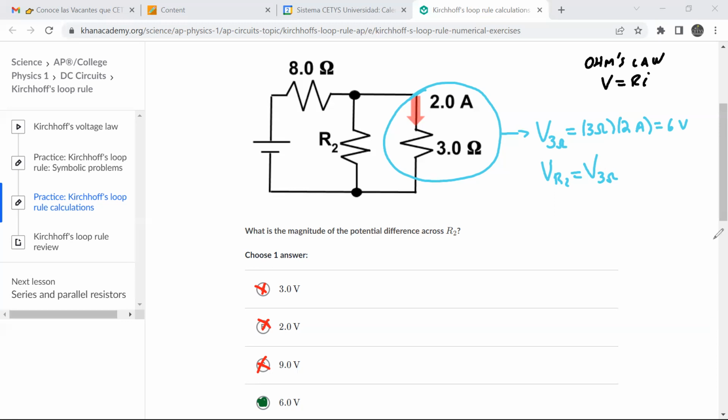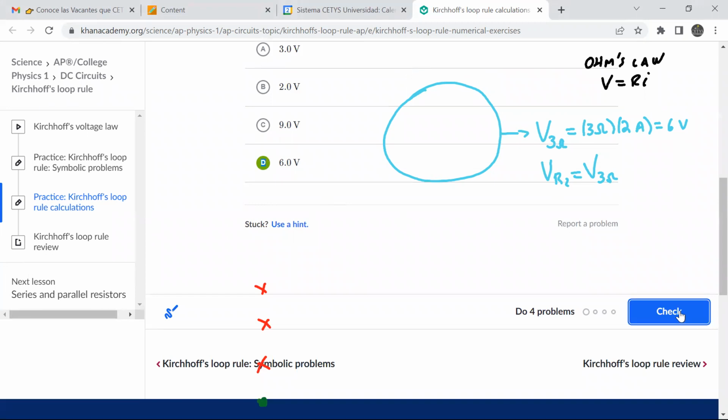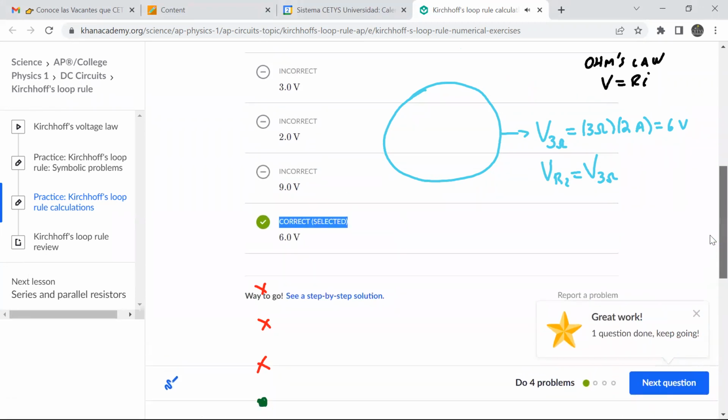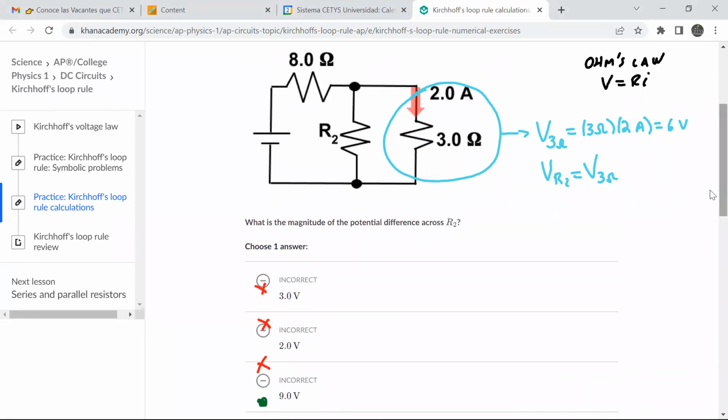Okay, let's jump to the next one. So this should be D. They all can be. They've all been D, right? They seem to all be D, right?